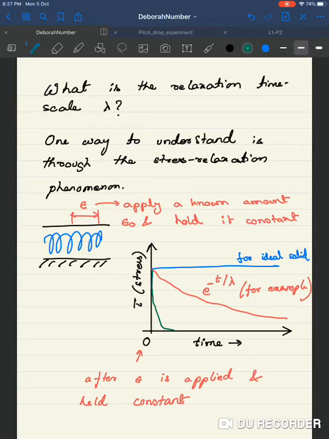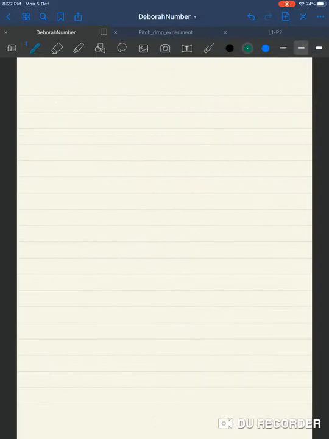So for an ideal solid, lambda tends to infinity.